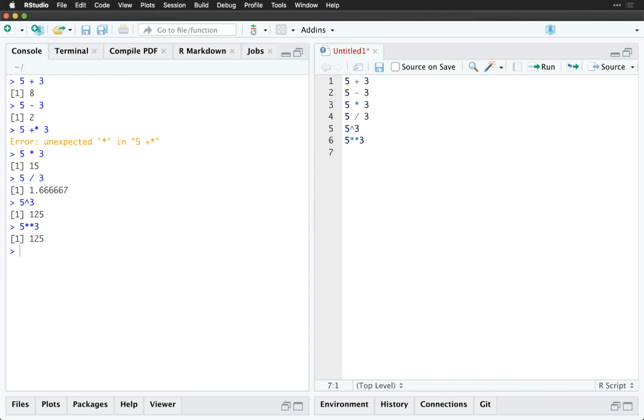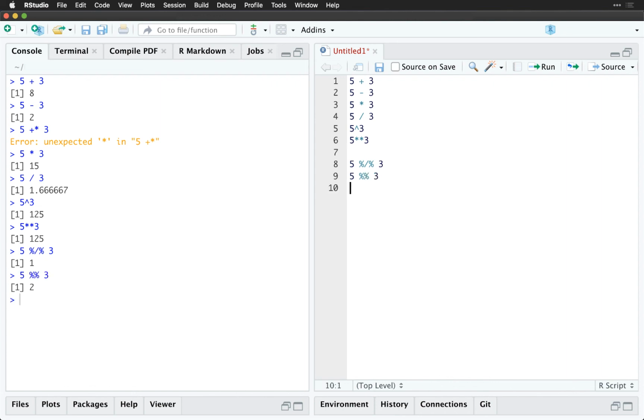There are also two others that you probably don't think about very often. They're called integer division and modulo. Integer division is 5 %/% 3. That's the number of times 3 goes into 5 as a whole number. So 3 goes into 5 exactly once with a remainder of 2. The remainder is the other one, the modulo. 5 %% 3 gives 2. So for example, I can type in 5 %/% 3 times 3 plus 5 %% 3, and that will give me the result of 5 back.